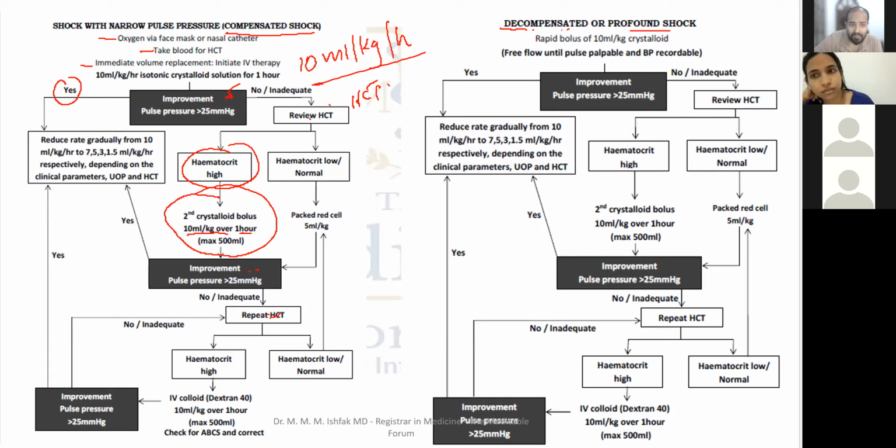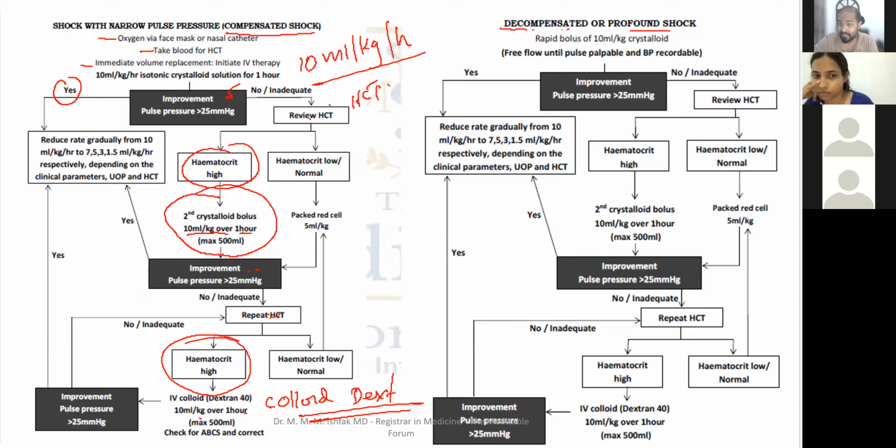Now, if the hematocrit is still high, let's say the hematocrit is not dropping at all, that means there is a profound leak. Now, the problem is you have given two boluses. After giving two boluses, the solution is to go for a colloid. So here you give dextran. How do you give dextran? 10 ml per kg over 1 hour. It's so easy. Everything is 10 ml per kg over 1 hour. You don't give dextran any other way because the guideline says it's 10 ml per kg per hour. Nothing else.